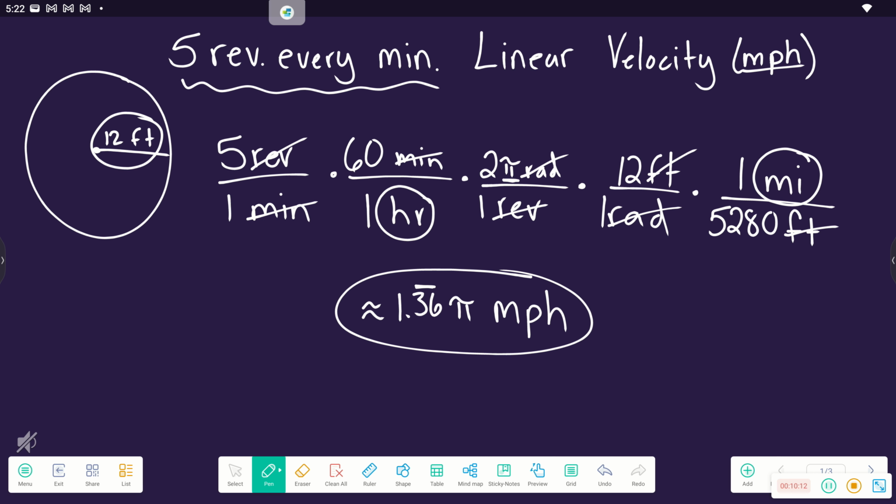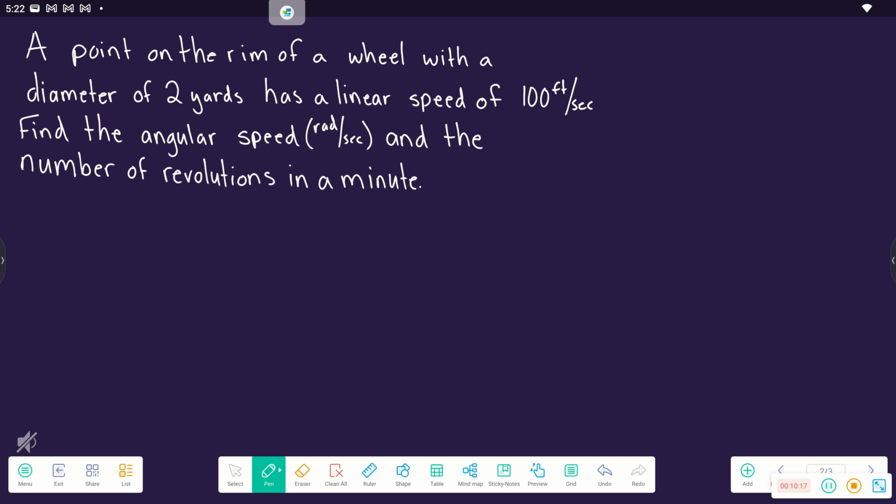Now, of course, not everything can be that simple. Sometimes we are given a word problem. So we're going to go over 2 word problems together before I let you go do some practice on your own. So, a point on the rim of a wheel with a diameter of 2 yards has a linear speed of 100 feet per second. We want the angular speed, or radians per second, and the number of revolutions in a minute. So we need to find 2 conversions here.